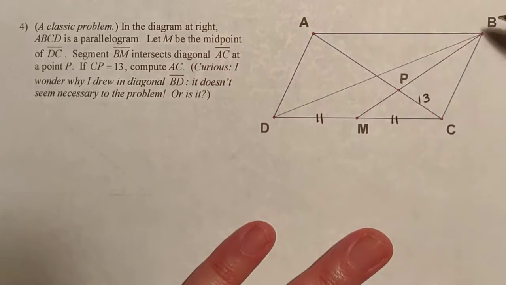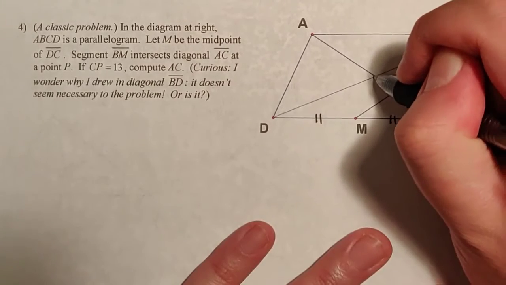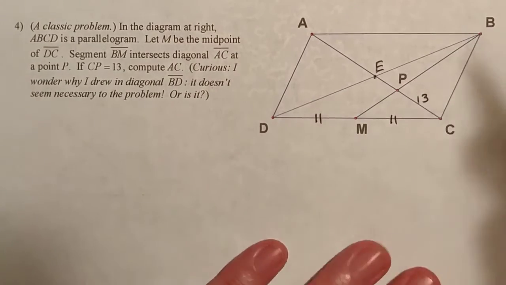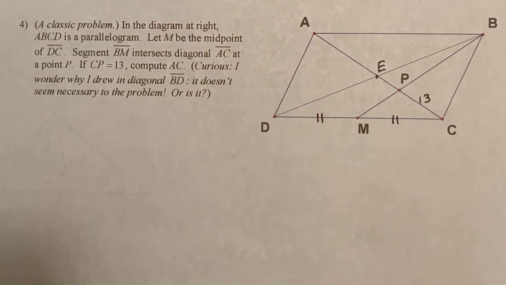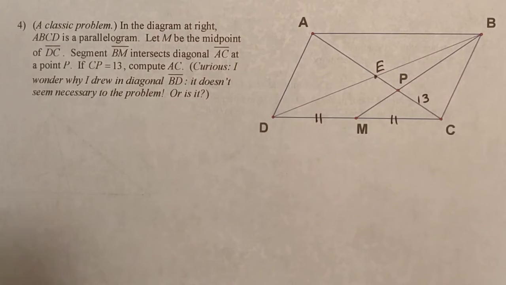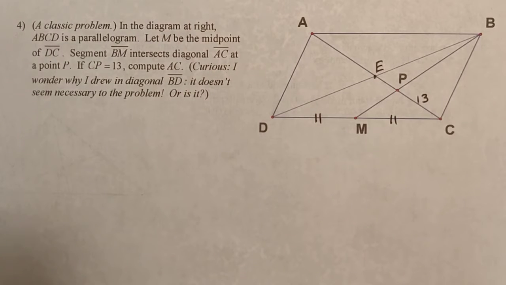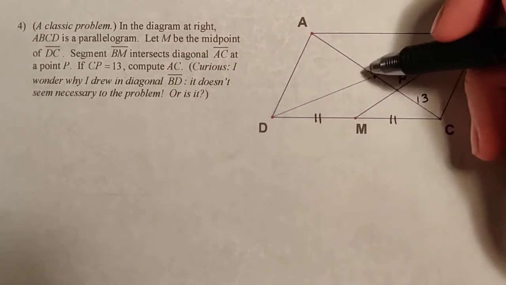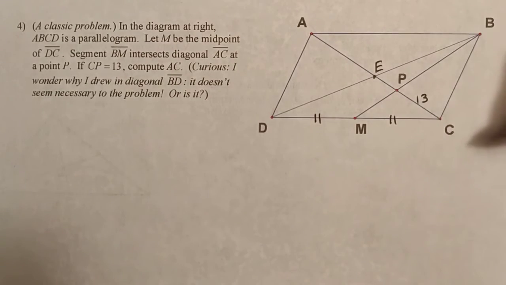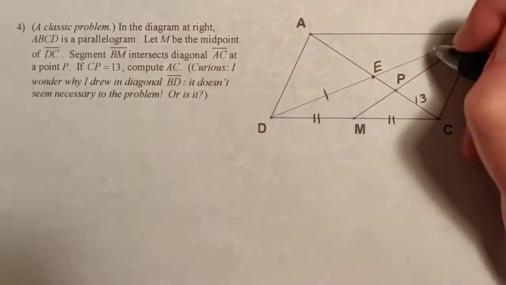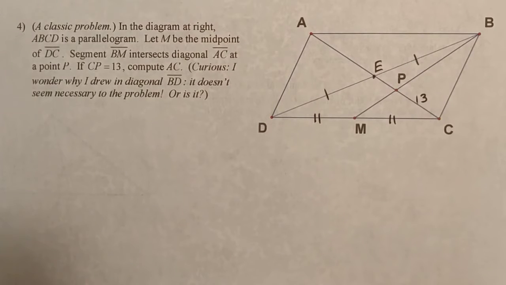Now, wait a minute. BD is a diagonal, AC is a diagonal. Let me call this point here over here E, their intersection. Now, one of the things you might remember about parallelograms is that the diagonals bisect each other, correct? Wait, the diagonals bisect each other. So that means here that AE and EC are the same. So that could be helpful. But it also means DE and EB are the same as well.